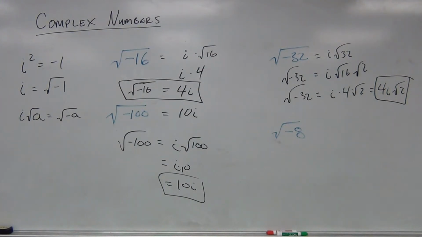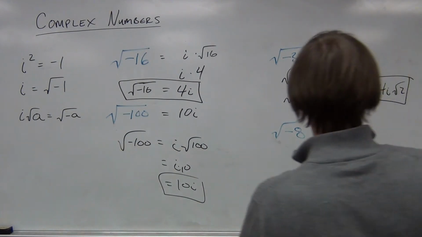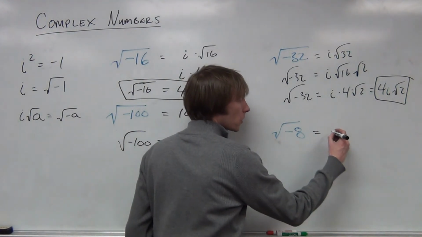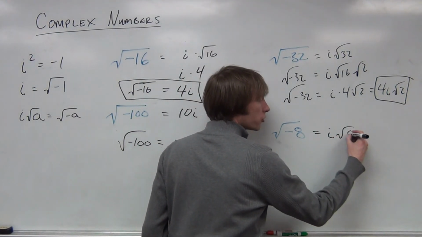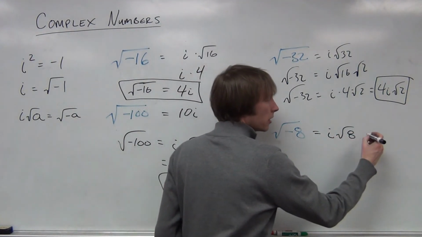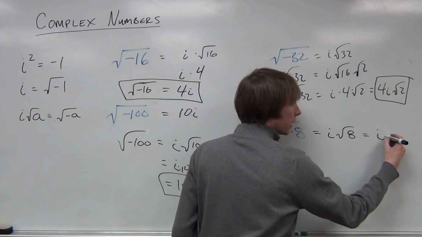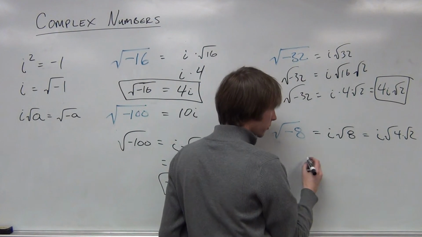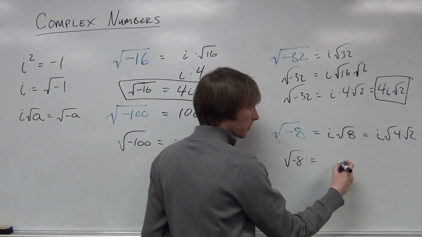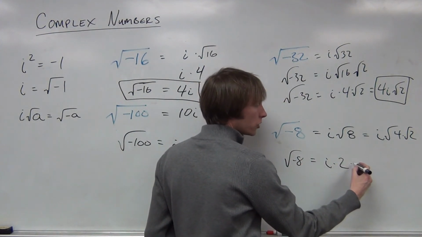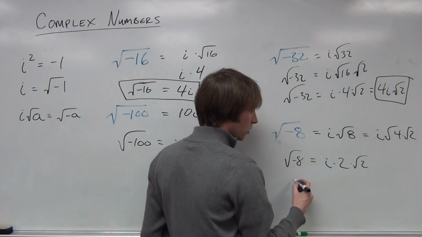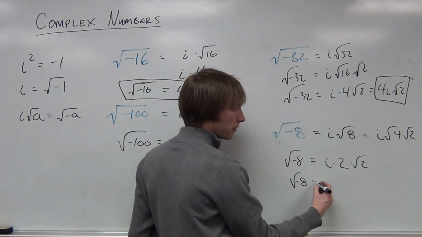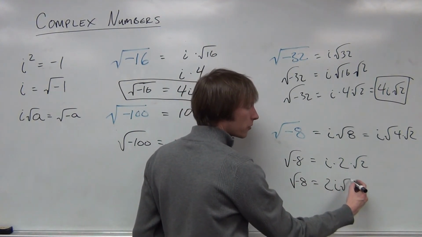Let's look at the square root of -8. Maybe you can pause the video and try to do that one on your own. And maybe if you don't, then I'll get going on it right now. All right, i times the square root of 8. This is going to be i times the square root of 4 times the square root of 2. This is i times 2 times the square root of 2, which means that the square root of -8 is 2i radical 2.